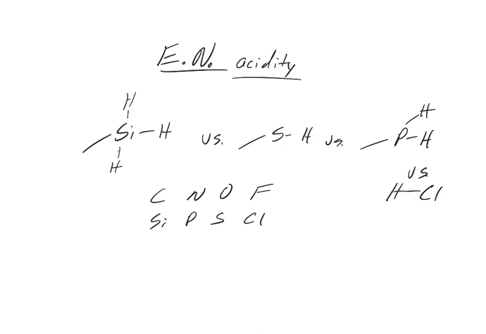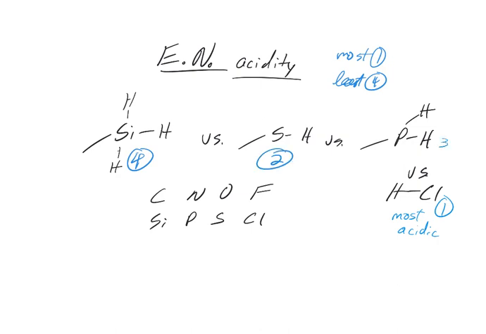And then it would go, let's see, it would go by rankings. So this would be the most acidic. All right, so if I said most is 1, least is 4, this is 4, this is 1, this would be 2, and then this would be 3. So that's looking at the starting materials.